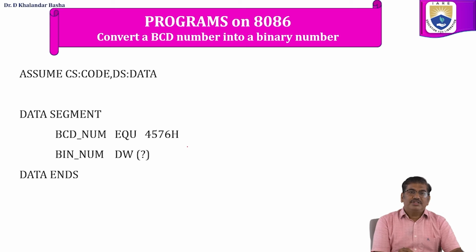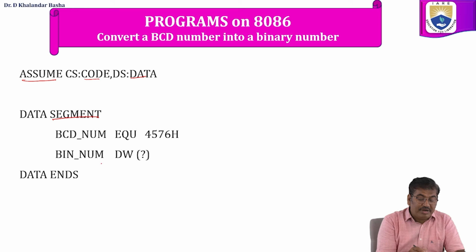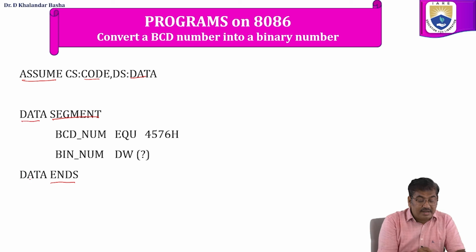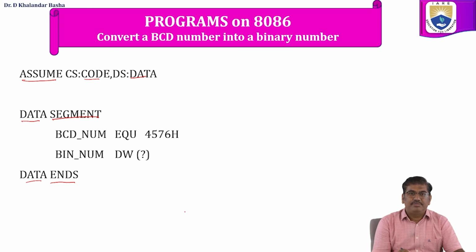First we will write ASSUME CS:CODE, DS:DATA. This assume directive is for requesting the assembler to reserve memory for the code segment and data segment. Next, we will declare the data segment by using the SEGMENT directive, which is the start of the segment. ENDS is the end of the segment. As these two correspond to data, we write DATA SEGMENT followed by DATA ENDS. Whatever entities are between DATA SEGMENT and DATA ENDS correspond to the data segment.